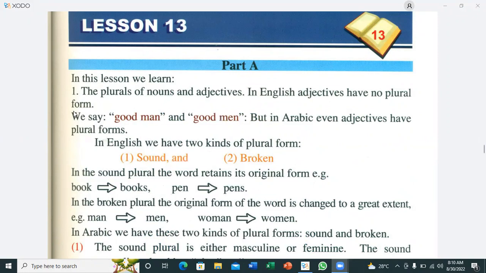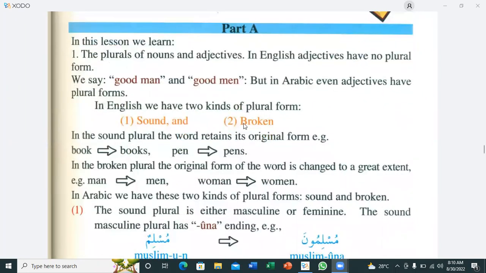In English, adjectives have no plural form. We say good man and good men. But in Arabic, even adjectives have plural forms. In English, we have two kinds of plural form. First is sound and second is broken.